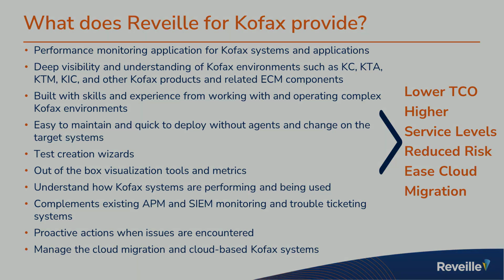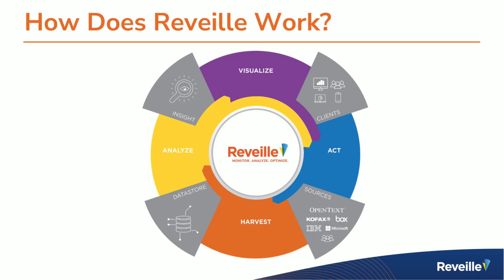So how does Reveille work? If we look to the bottom right corner of this wheel, we can see there are multiple sources that Reveille can gather information from. Content management and capture systems from vendors such as Kofax, Box, OpenText, IBM, Microsoft, etc. Reveille manages and monitors these systems by collecting information from them, checking how the systems are performing and being used. This also includes gathering information about end-user transaction performance, activity, and user behavior. Reveille ensures that everything is running in the way the organization would expect.